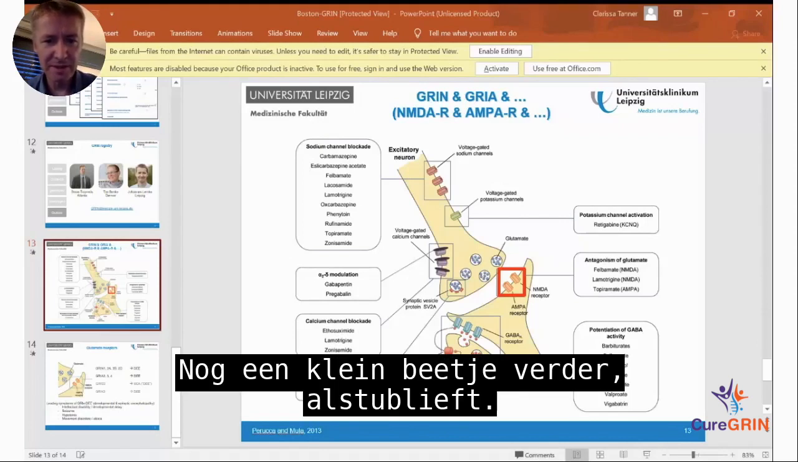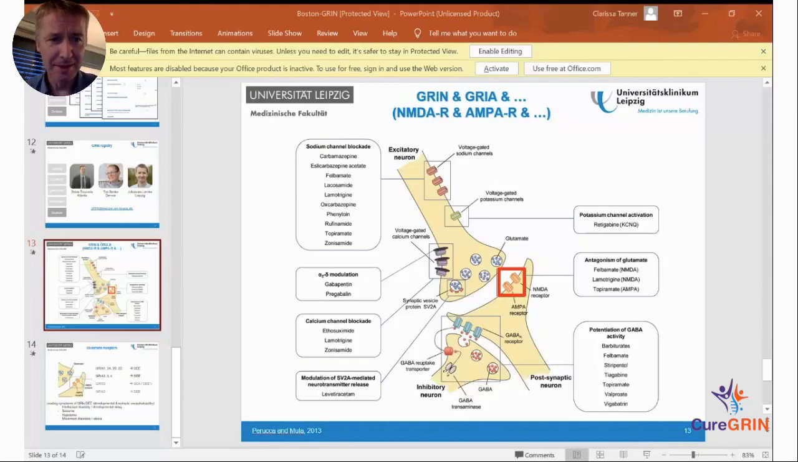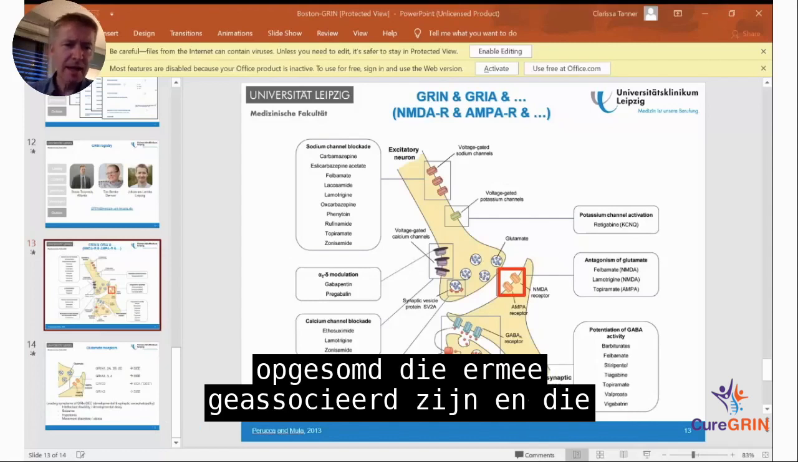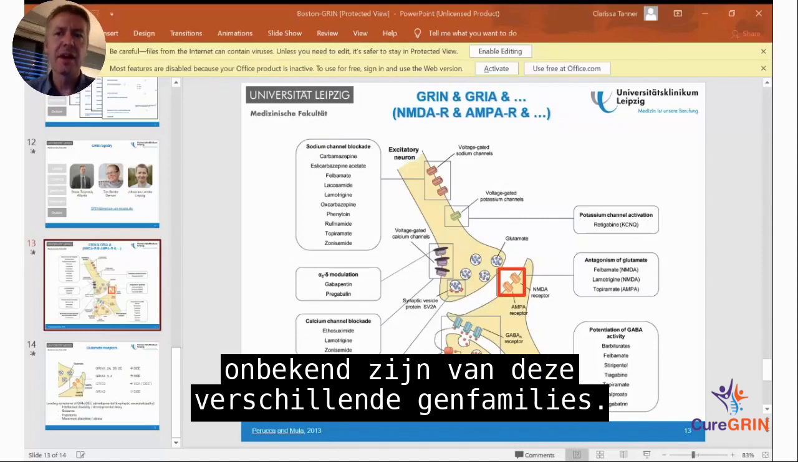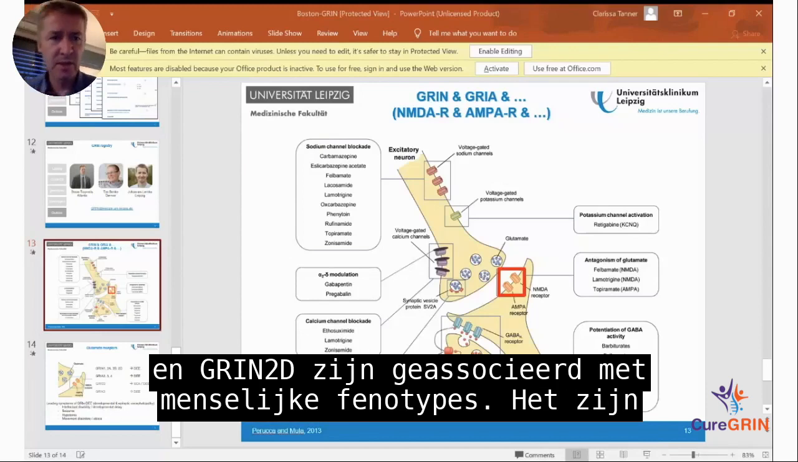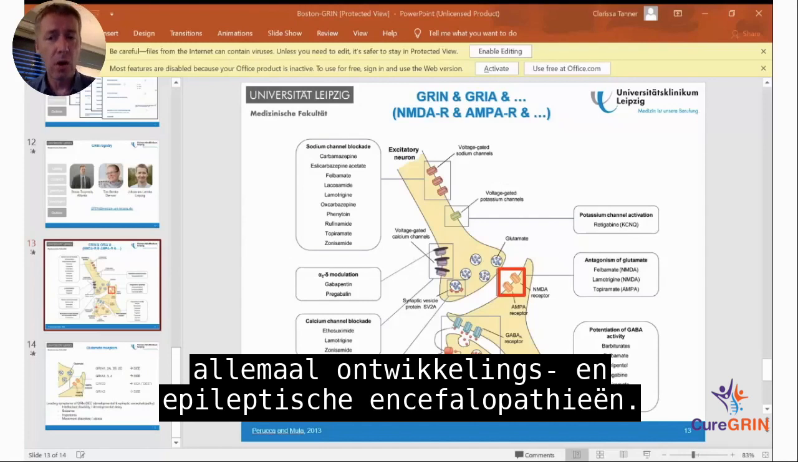One slide further, please. Anyway, in the very little slide below there, I listed the genes that are associated with or known in these different gene families. So you all know that GRIN1, GRIN2A, GRIN2B, and GRIN2D are so far associated with human phenotypes. All of them are developmental and epileptic encephalopathies.